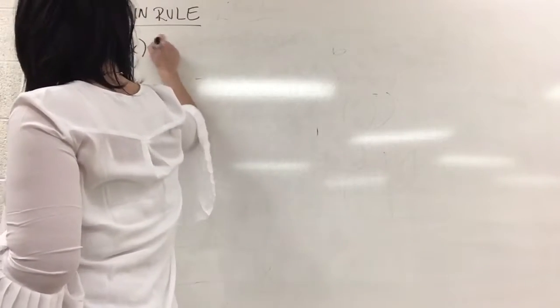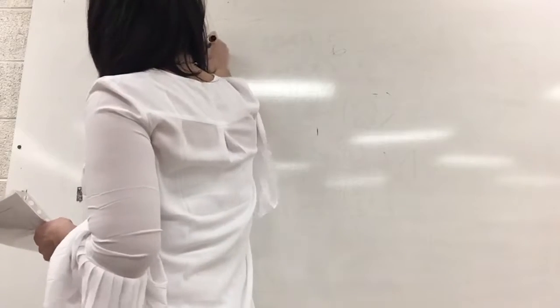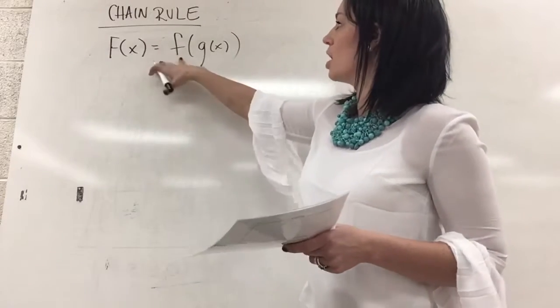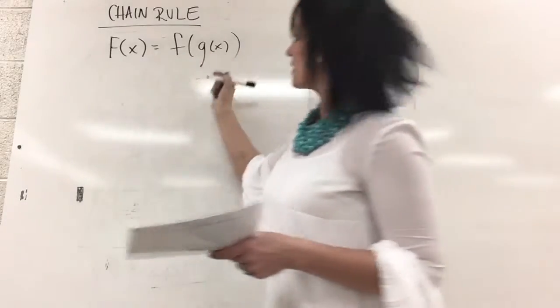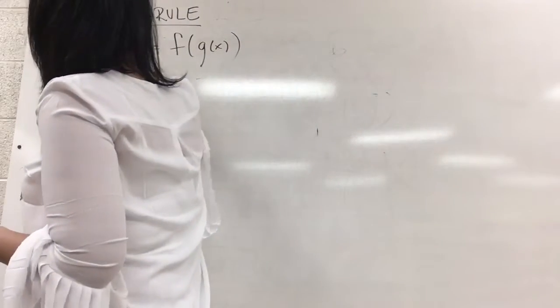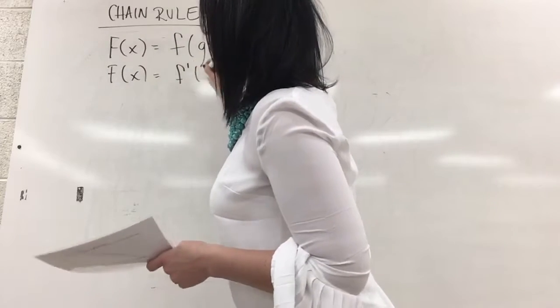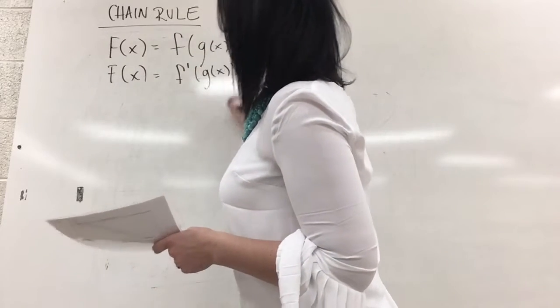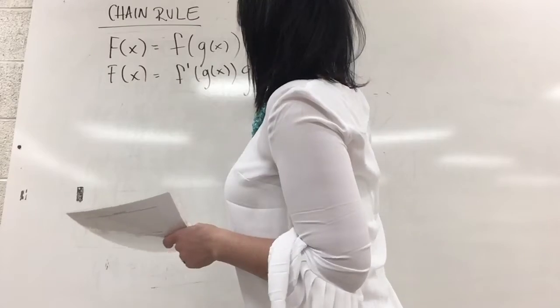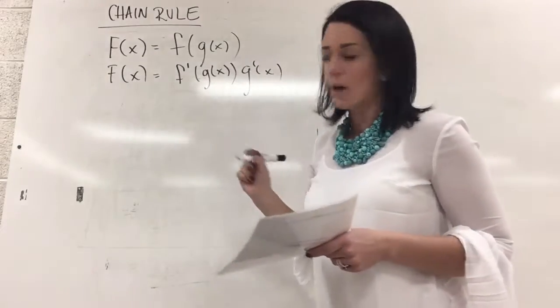So if you have a function, so think composition of functions. So I have a function where I have a function stuffed inside of a function. So what I do to find the derivative of it is I find the derivative of the outside function. I keep the bracket the same, and then I multiply by the derivative of the bracket. So that's how I do chain rule.